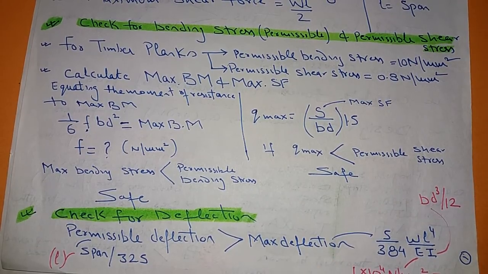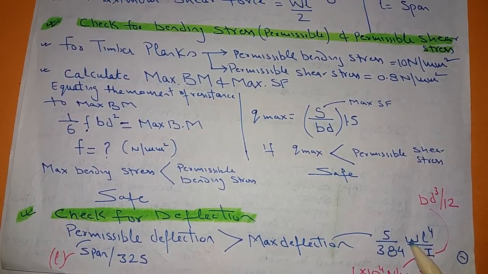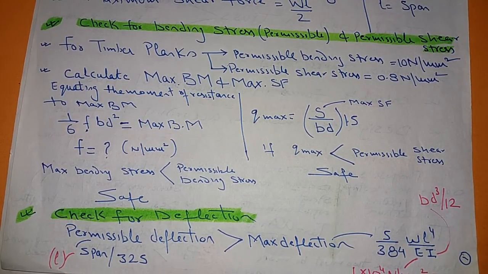So how to calculate this? Permissible means span by 325, where span is length. Maximum deflection is 5 by 384 into WL power 4 by EI. W is load, L you know, E is modulus of elasticity. In this case we are using wooden planks, timber, so it will be 1 into 10 raised to power 4 Newton per millimeter square. I is moment of inertia, BD cube by 12. So if this is satisfied, then deflection is also safe.